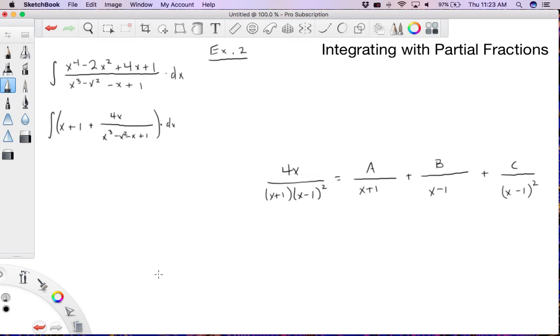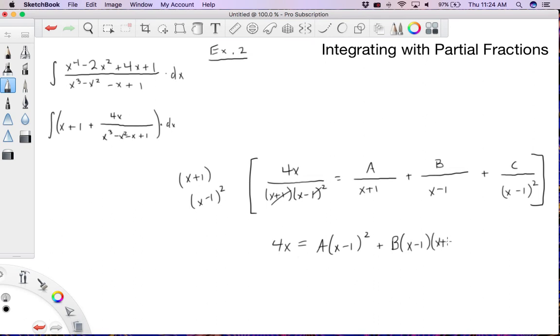Okay, so just like last time, we're going to multiply absolutely everything in this giant equation by the entire denominator. So x plus 1 and x minus 1 squared on both sides. This piece just works out to be 4x, and that's going to be A times x minus 1 squared plus B times x minus 1 times x plus 1, and then C times x plus 1.